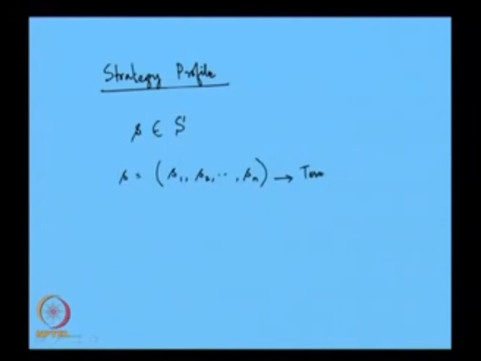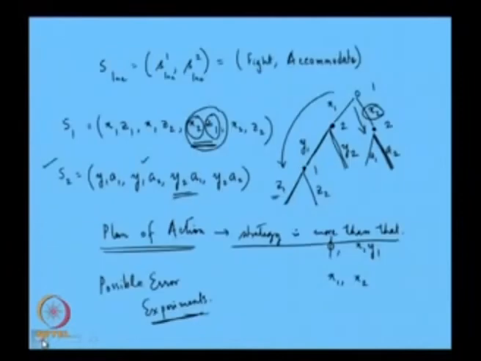What is important to note is that if I have got a strategy profile, then basically I am tracing out a particular terminal history. So, a particular strategy profile will give me a definite terminal history. How is this possible? Let us take a particular example. For example, let us take this game. Suppose for player 1, I choose this strategy, and suppose for player 2, I choose this strategy, any two arbitrary strategies.